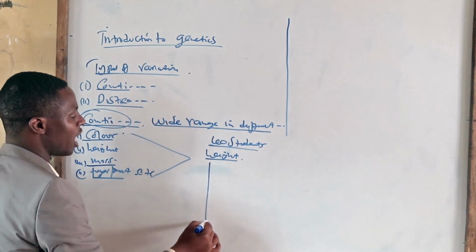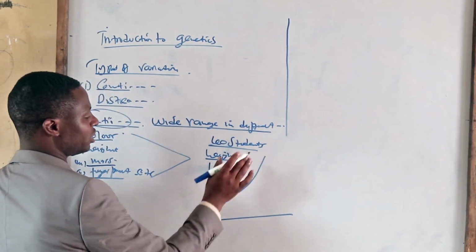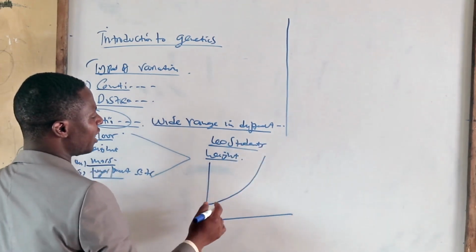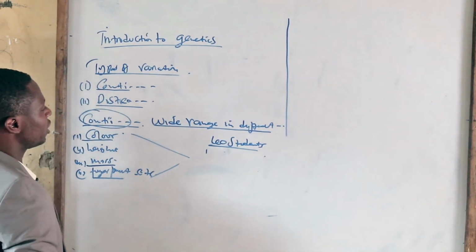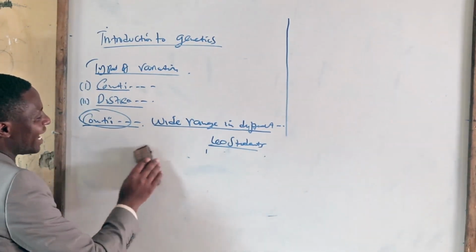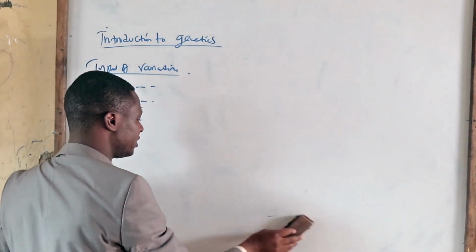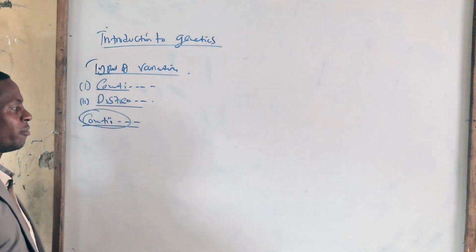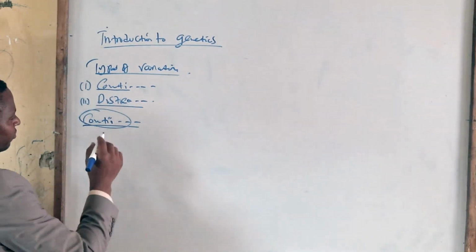So if you draw a graph of mass, you're going to have a curve, not a straight line. You're going to have a curve where others are more, others are less, and such. So when you're talking about continuous variation, by definition, it's a kind of variation where there is a wide range of difference in characteristics of a particular trait. So that is continuous variation.